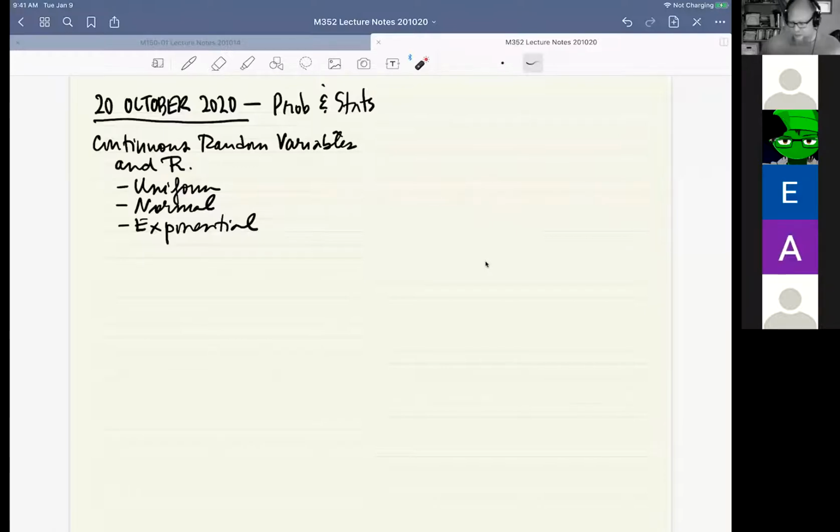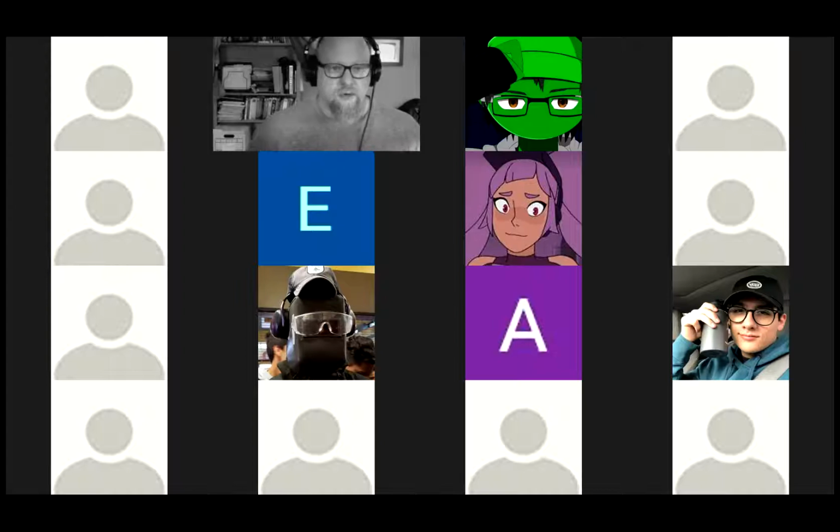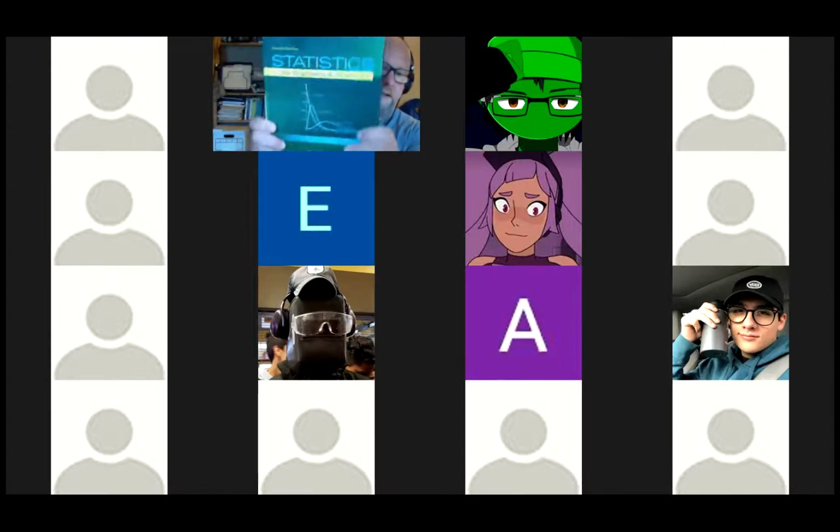But before I do that, let me point something out to you. I'm gonna stop sharing this and go to my camera. So in your textbook, here's the Navidi textbook. Let me put color into my camera. So here's the Navidi textbook. You can see nice and green, got the yellow stuff.